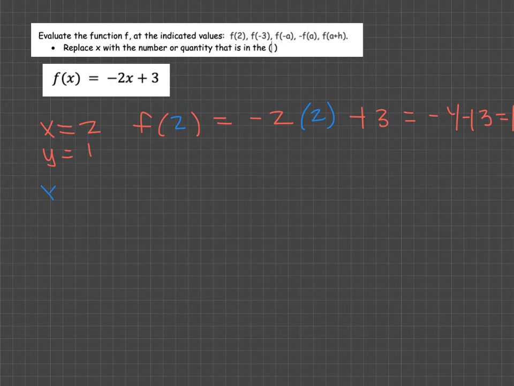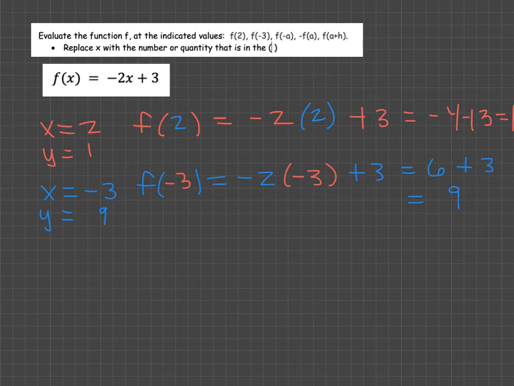Okay, let's look at f of negative 3. So that tells us that x is equal to negative 3. We can write down our function notation and we plug in negative 3 for x. And then in the function, we replace x with negative 3. So we get negative 2 times negative 3 plus 3. Negative 2 times negative 3 is going to be a positive 6. 6 plus 3 results in a 9. So when x is equal to negative 3, y is equal to 9.